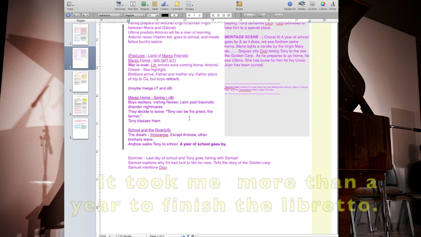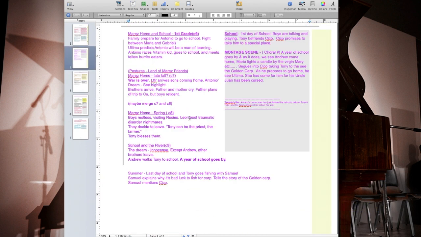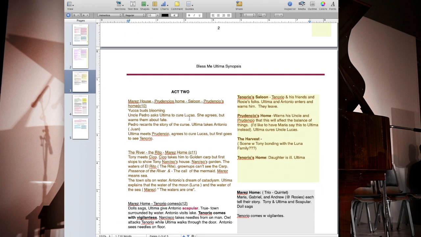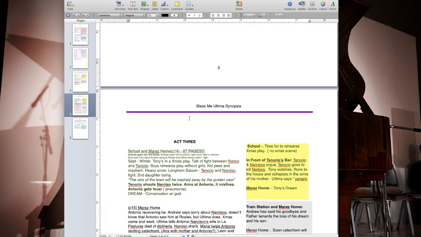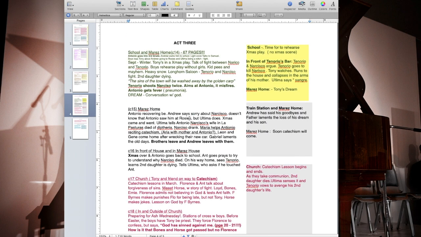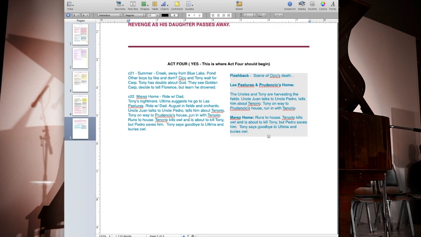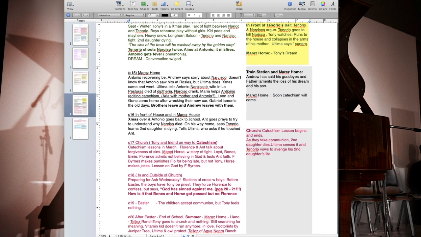Well, this was a lot of work, as I remember now. Yeah, you could see. Then I started thinking, where would Act 2 be? Now, the opera, when I originally thought of it, was going to be four acts. And four acts is very long. It's a lot of music, a lot of time.